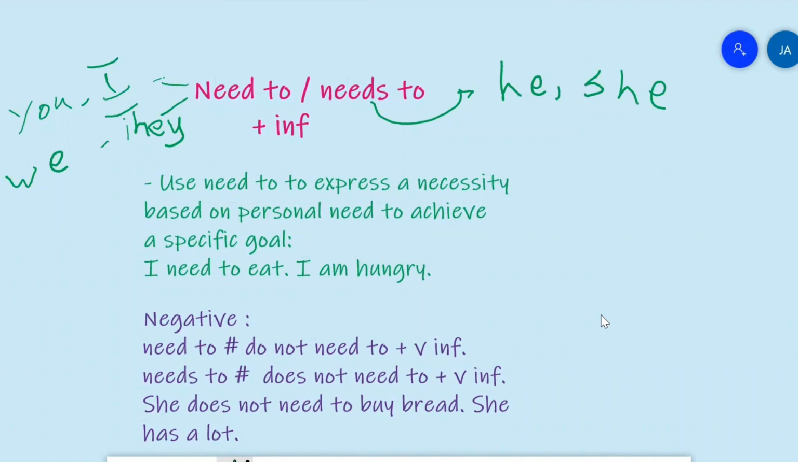Remember also that need and needs are followed by infinitive forms. But what is the difference? Before the difference, let's talk about some examples using need to. When I say, for example, I have no sugar. I need to buy some. I am hungry. I need to have a sandwich.